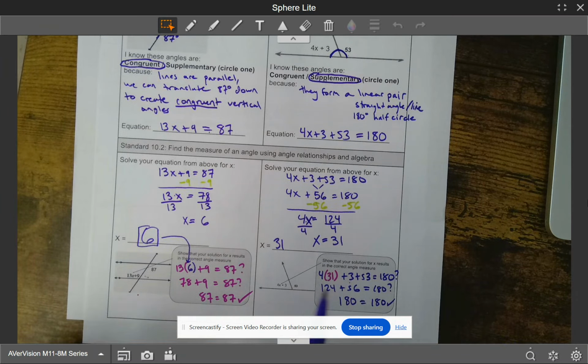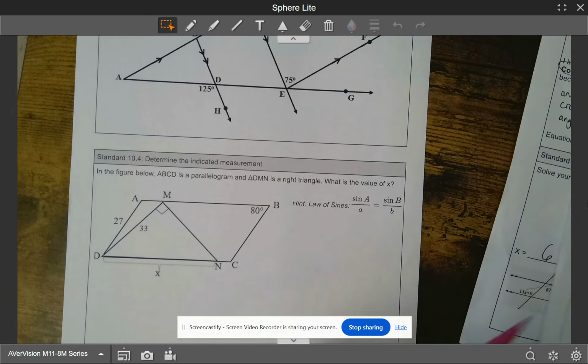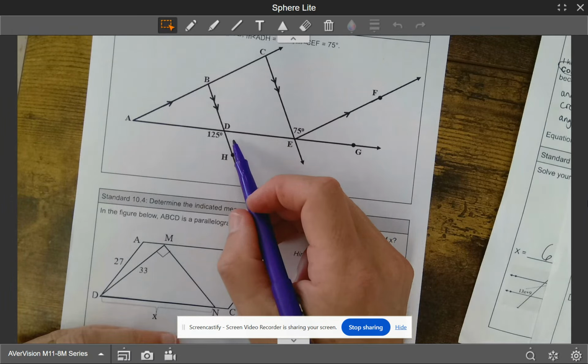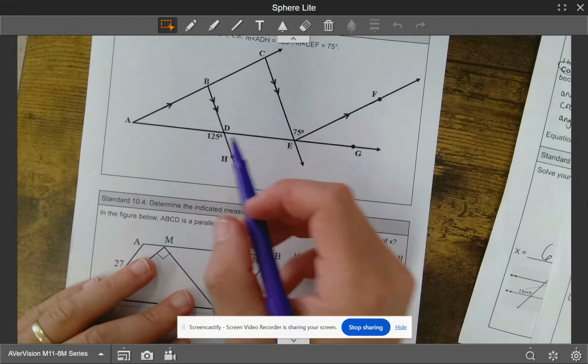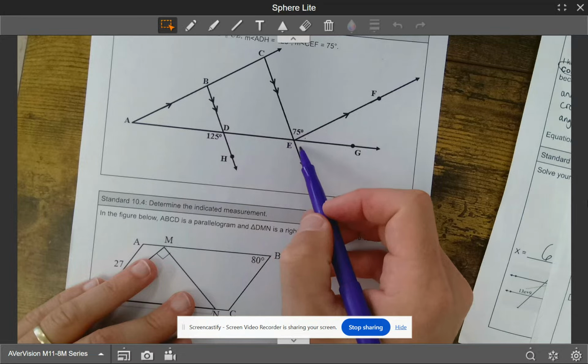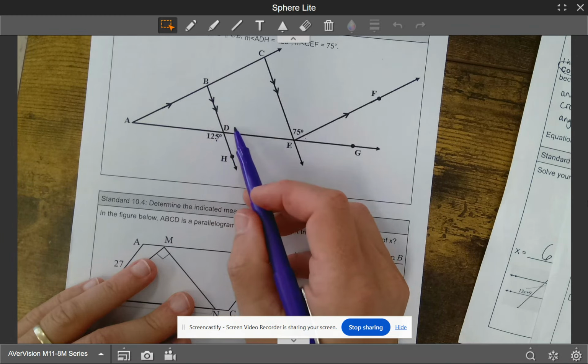Let's move on to the back. So to start with right here, we're going to do an angle chase. I like to start where I can find vertical angles and linear pairs. So I look here, I don't see any easy linear pairs or vertical angles, but I do see it right here. Notice we can simplify this down to just an x.